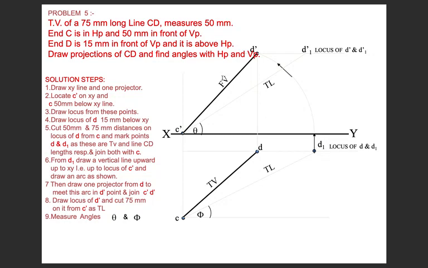Top view of a 75 mm long line CD measures 50 mm. End C is in HP and 50 mm in front of VP. End D is 15 mm in front of VP and it is above HP. Draw projections of CD and find angles with HP and VP.